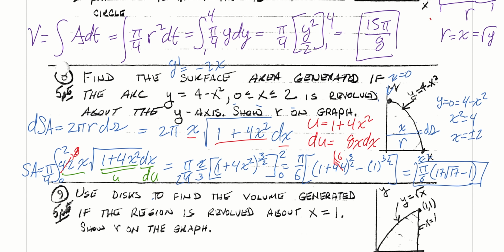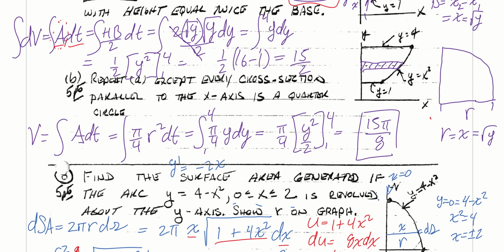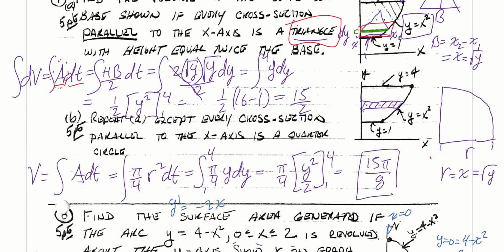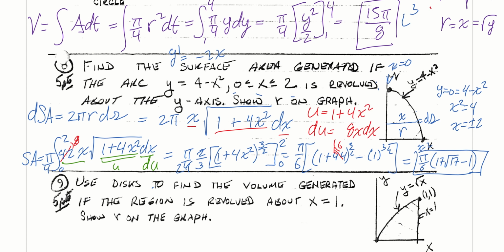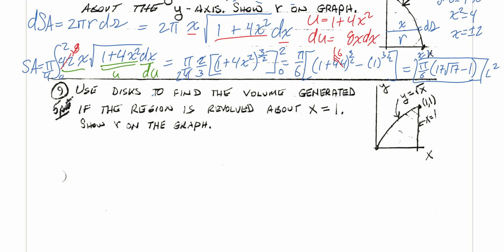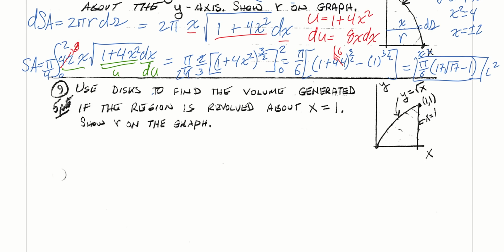Oh, and I forgot to mention, and I've been bad about it, but make sure when you go through all of these, you include units. It's a volume, so length cubed. This is a surface area, so length squared. Sometimes they're okay with it, but it's always a good practice to get into.